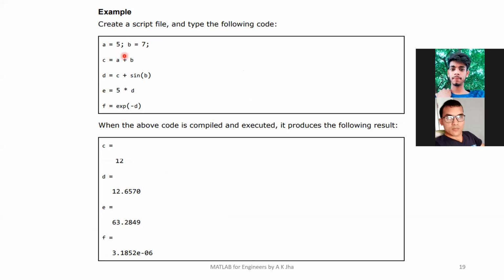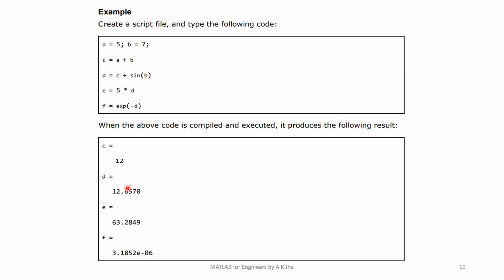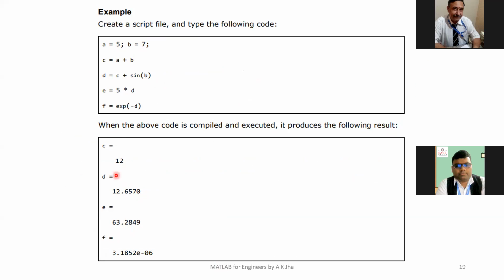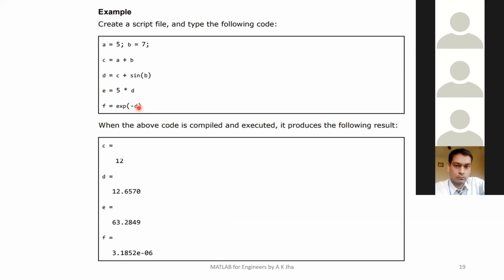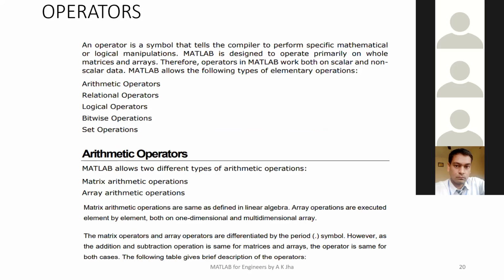So c is equal to a plus b, 5 plus 7, 12. d is nothing but c plus sine of b, so d is 12.6570. Similarly, f is exponential of minus d. d you have already calculated here, 12.6570, so the exponential of minus d comes out like this. Many complex calculations it can do in a fraction of a second. Then we have operators also: arithmetic operator, relational operator, logical, bitwise, set operations. Many operations are possible, very quick and fast.